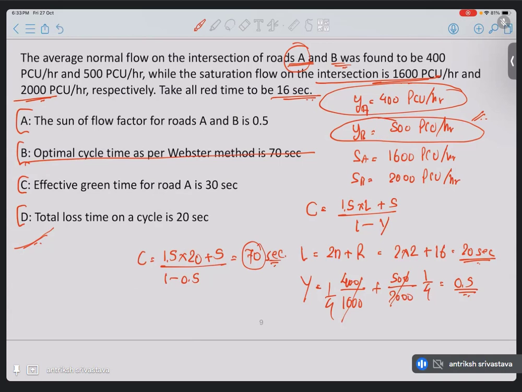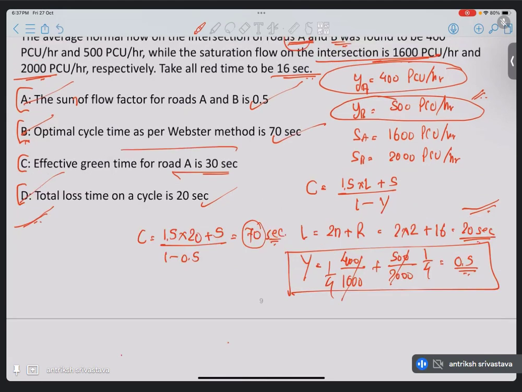So I think we have calculated most of the things. Let's see what conclusions we can draw from this. What is the first option? I think I mistyped this. This is the sum of flow factors for roads A and B, so it is just asking the value of y. It says the value of y is 0.5. That is true. Second, optimal cycle time as per Webster method is 70 seconds. That is true. Third is effective green time for A, so we'll calculate that. And total lost time in the cycle is 20 seconds. We calculated L, and it is asking L. That's true.